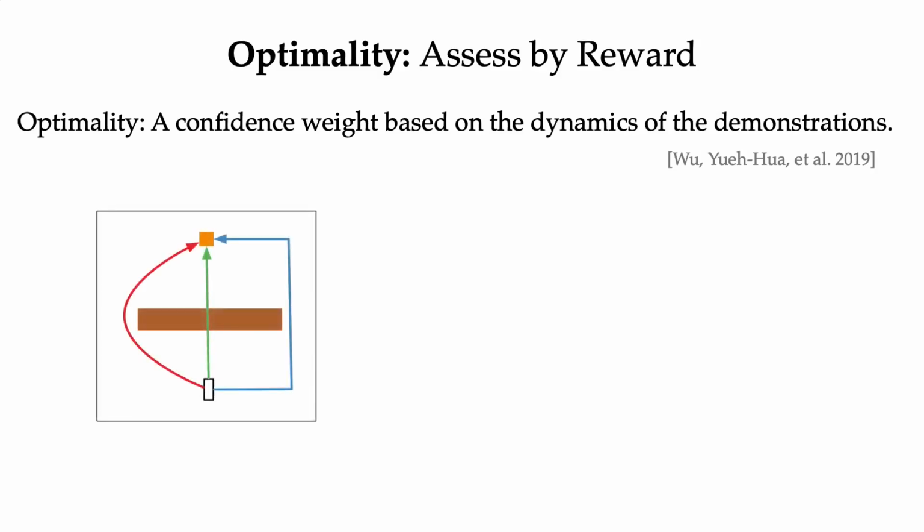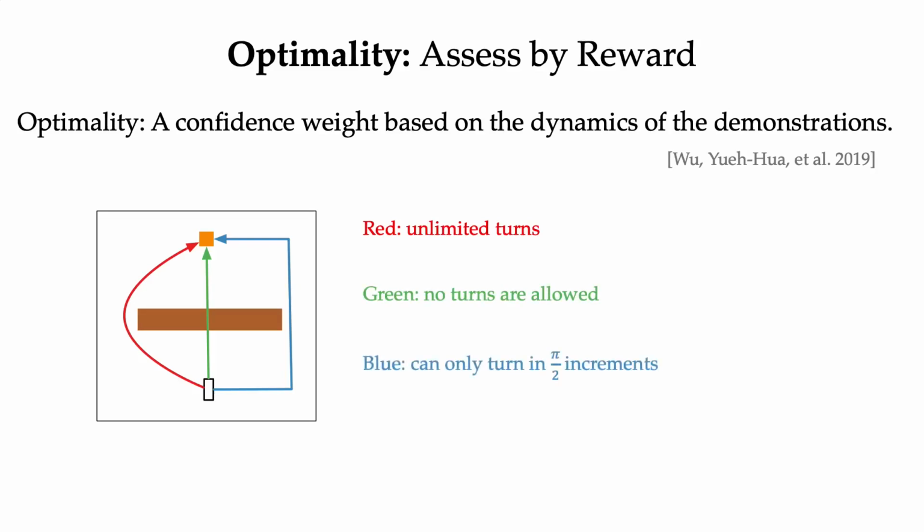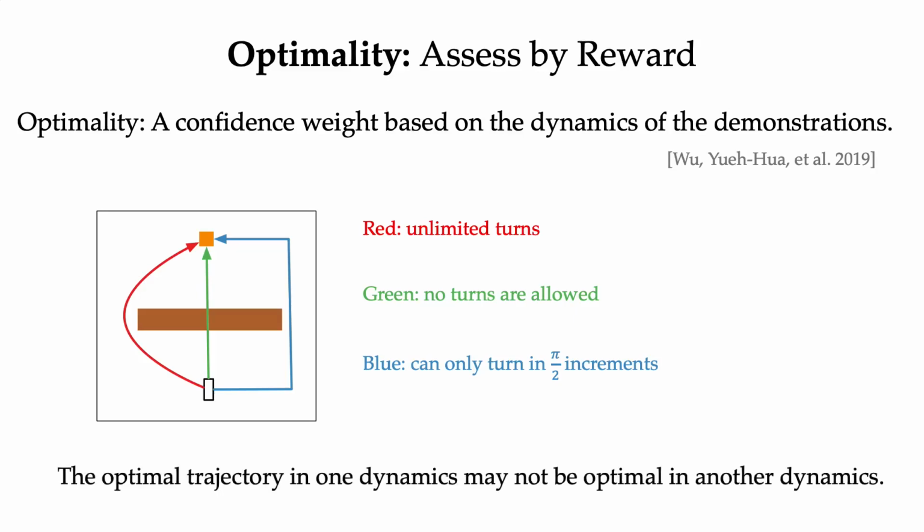As an example, we have an agent who wants to reach the original goal area. We define 3 dynamics based on the turning ability of the agent. One is unlimited turns, the second is that no turns are allowed, and the third is the agent is only able to turn in half-pi increments. We show the optimal trajectories for the 3 dynamics in red, green, and blue color respectively. This example demonstrates that the optimal trajectory in one dynamics may not be optimal in another dynamics. Like the green trajectory will not be optimal when you can have unlimited turns.